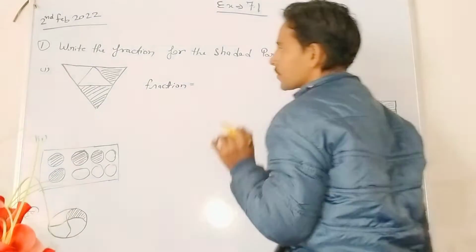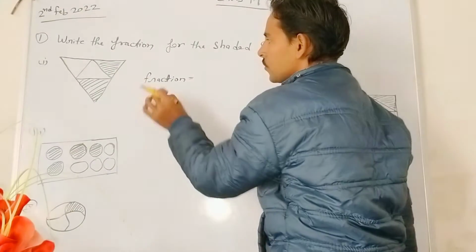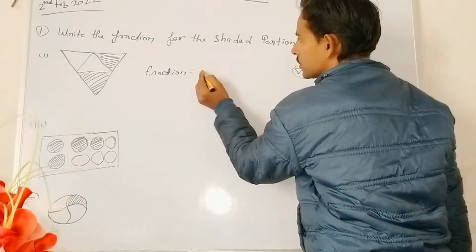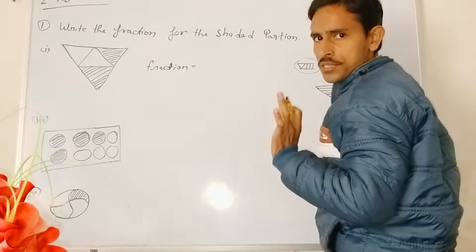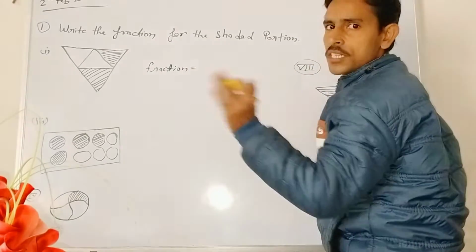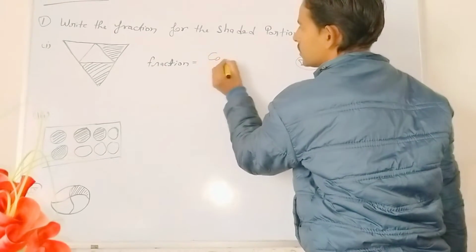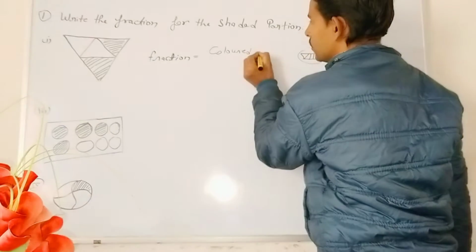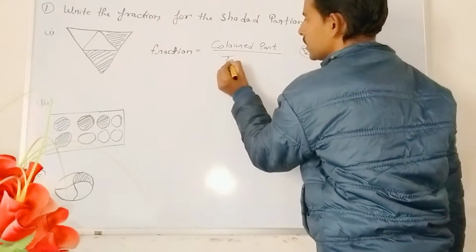So how can you solve? How can you make the fraction for the shaded portion? The formula of the fraction: fraction equals shaded portion, or you can write colored portion or shaded portion, colored part or shaded part. So fraction equals colored part upon total part.